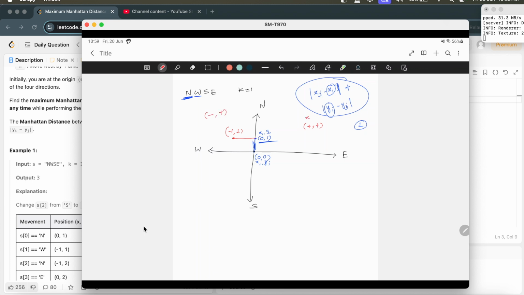These are x and y values. Here it is going to be minus minus, x and y values. Here it is going to be plus and minus. So these things we have to remember. We all learned these things in childhood.